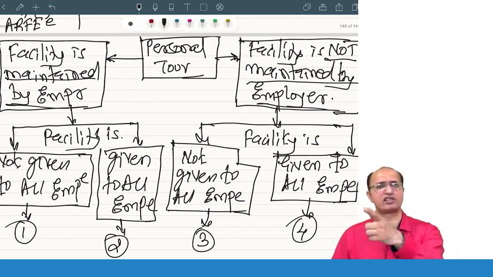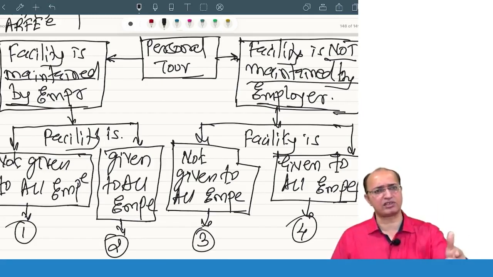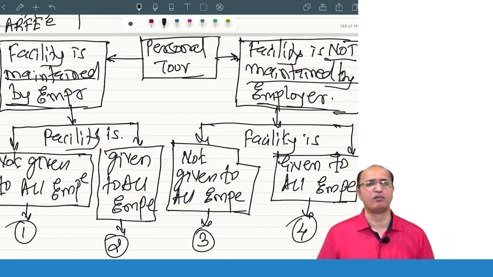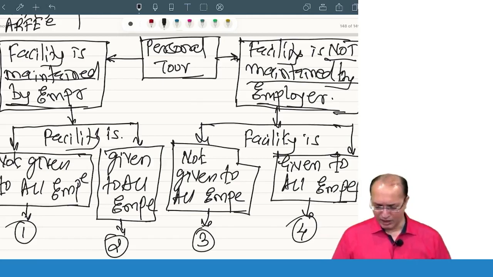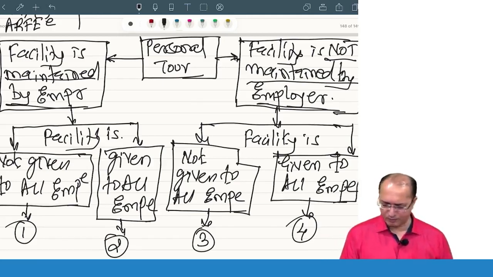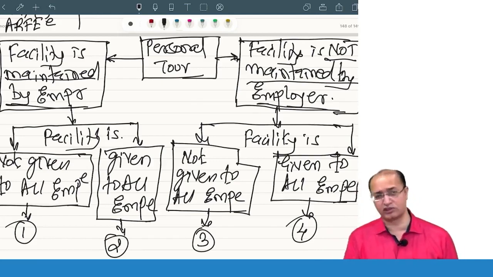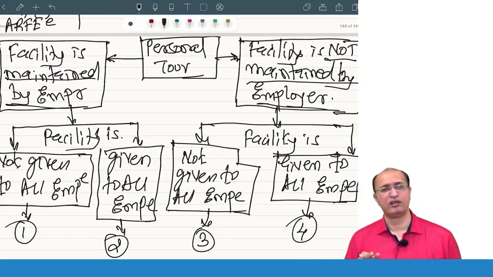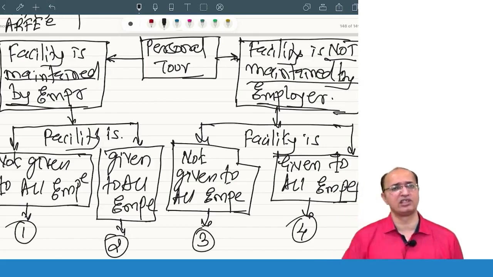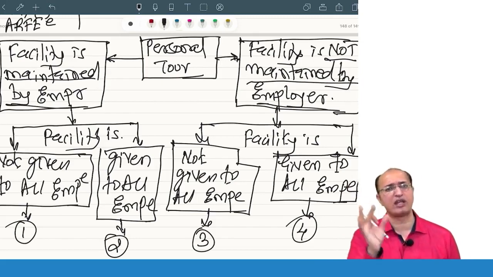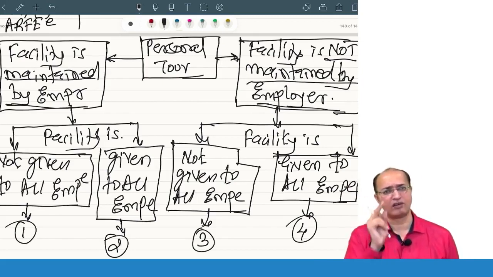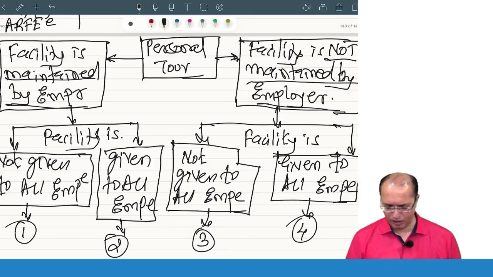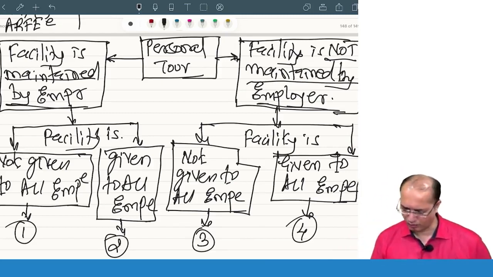So a CA final teacher can go at some place, he can have a personal tour, he can stay in a hotel, and the cost will be borne by Inside Commerce Studies. In that case, we say that facility is not maintained by employer and facility is also not given to all employees. It is given to certain specific employees. And the last possibility, if employer has made a blanket policy saying that any employee can go anywhere in the country and one personal tour cost will be borne by the employer. In that case, we say facility is not maintained by employer and facility is given to all employees.